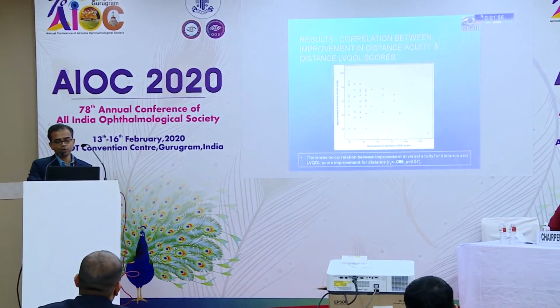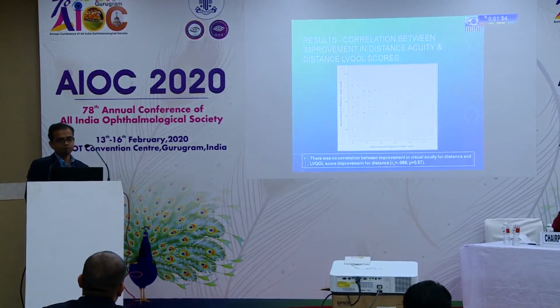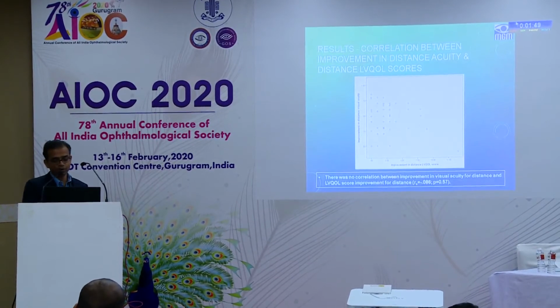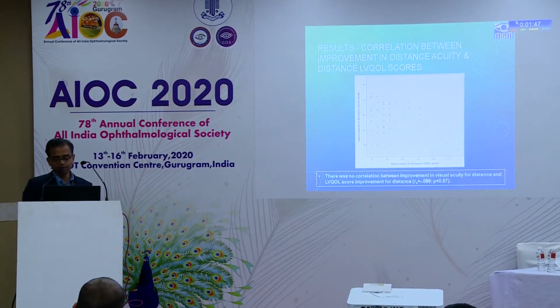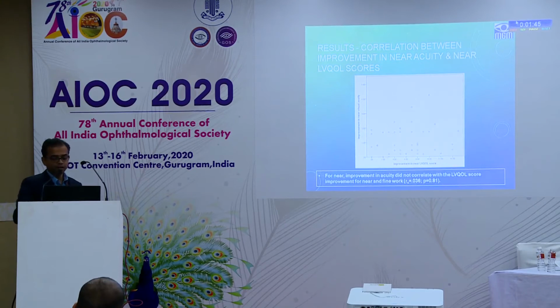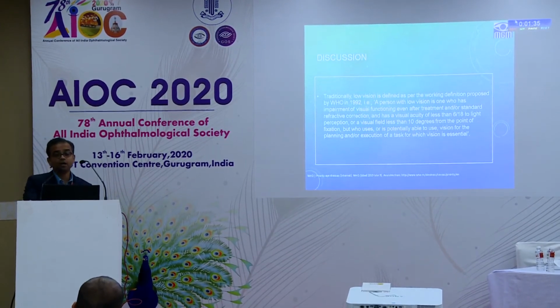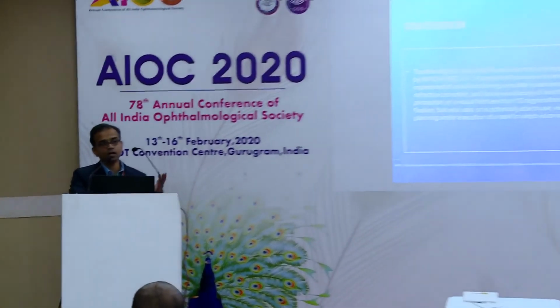All these results were significant, but once we correlated them, we found that there was no significant correlation between the visual acuity improvement seen on the vision charts and the improvement seen in the quality of life questionnaire. For distance, the Spearman rank correlation was 0.086 with a p-value of 0.57, and for near it was again not significant, with a Spearman correlation of 0.036 and a p-value of 0.81.